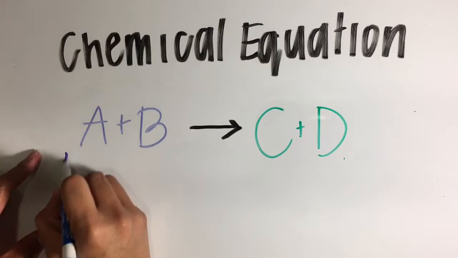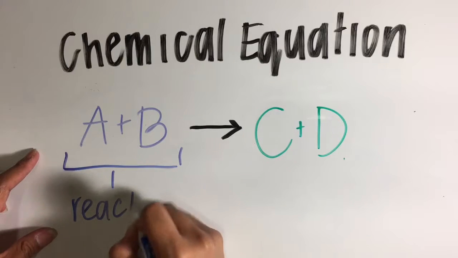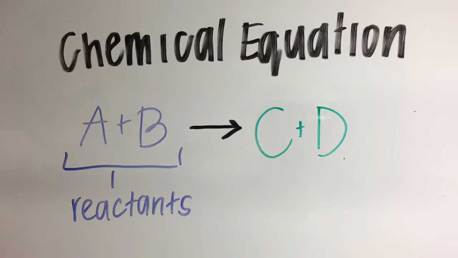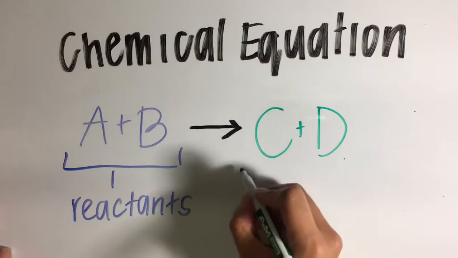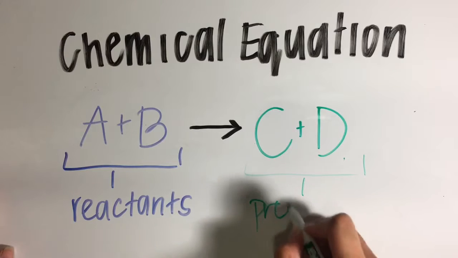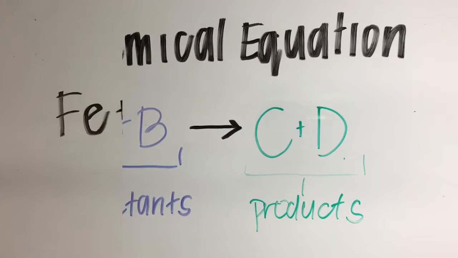In this equation, on the left side, you will find the reactants. The reactants are the starting materials or the initial substances found in a chemical reaction. The arrow indicates the direction of the reaction. Now on the right side of the equation, you will find the products. The products are the substances made after the reaction is completed.